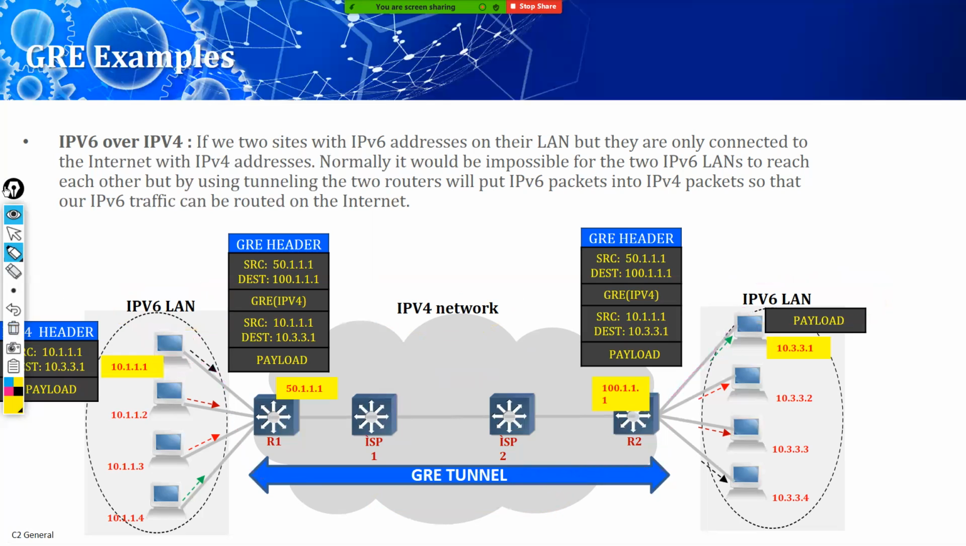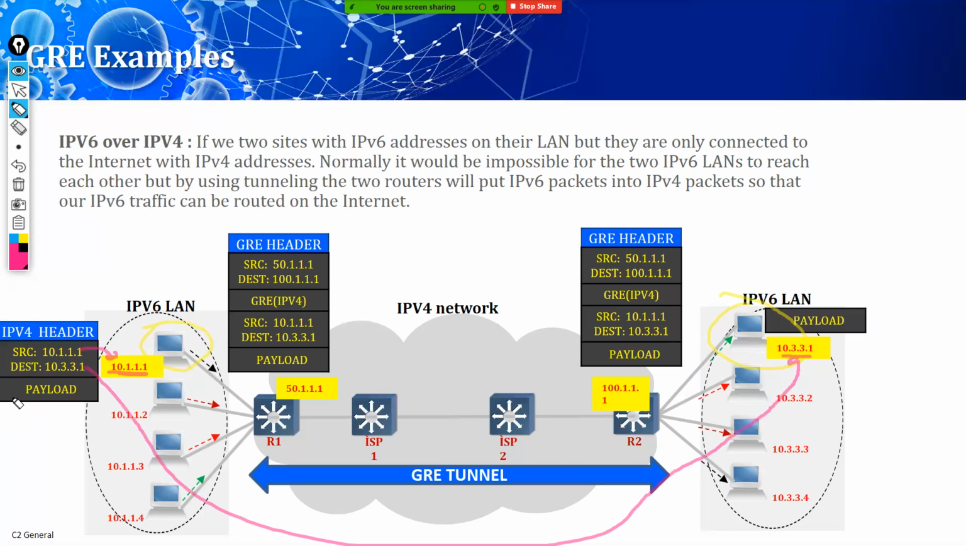Let's look now at the header of the packet from PC1 to, for example, this is PC2. From 10.1.1.1, we want to send a packet to 10.3.3.3. So source is this 10.1.1.1, and the destination is this IP. And the payload, for example, we want to ping. When it reaches the tunnel, this is the GRE tunnel, and this is the source IP of the GRE tunnel, 50.1.1.1. This is the source IP, and this is the destination IP of the GRE tunnel, 100.1.1.1.